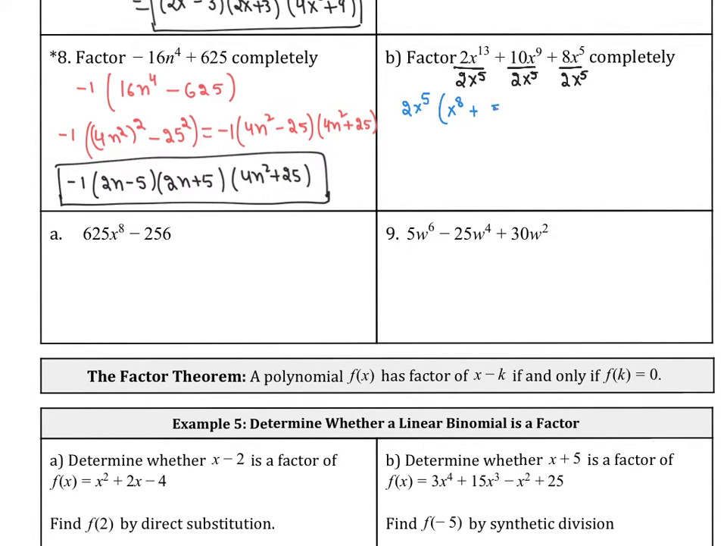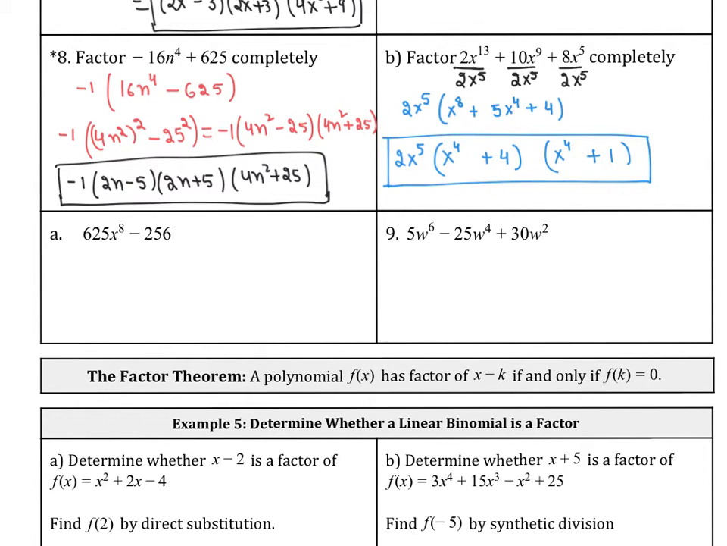This is going to be 5x to the power 4 plus 4. Two numbers that you're going to multiply to get 4, and when you add them to get 5, are going to be 4 plus 1, and the variable, you can see that here, is x to the 4 and x to the 4.